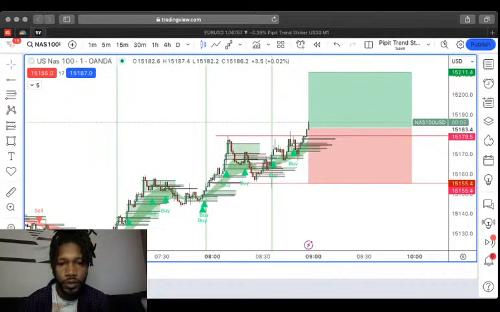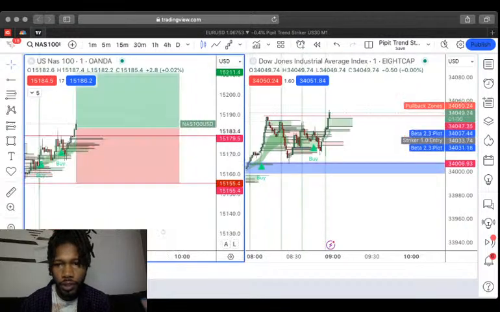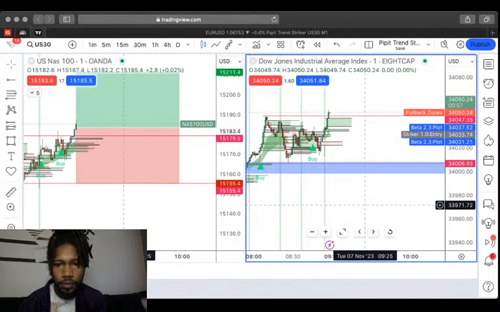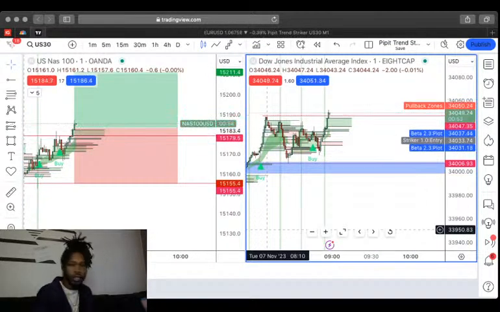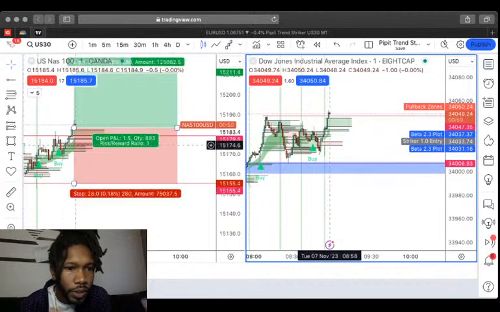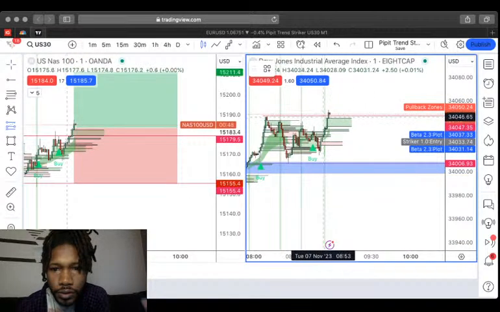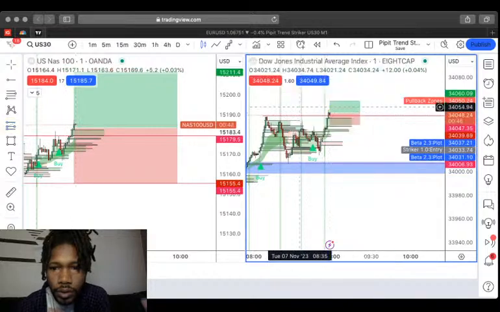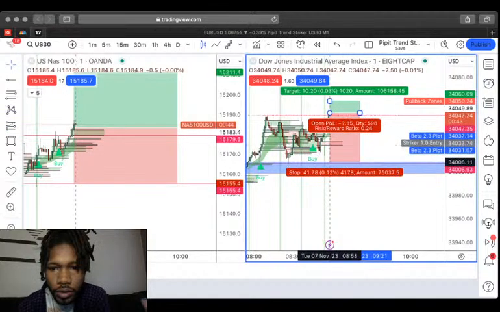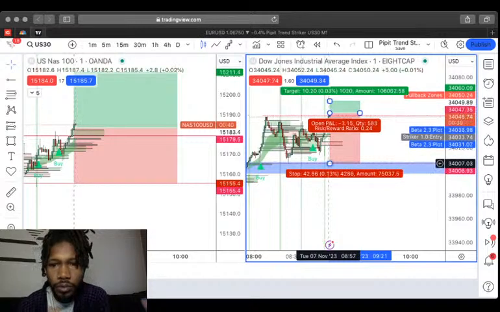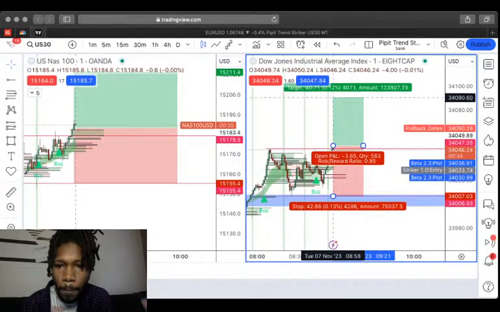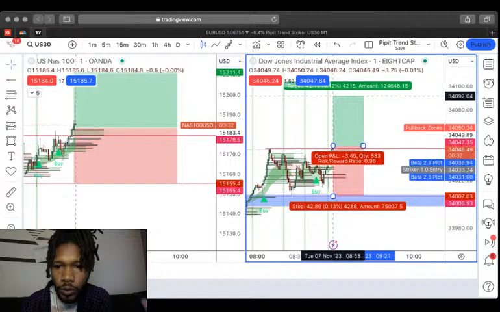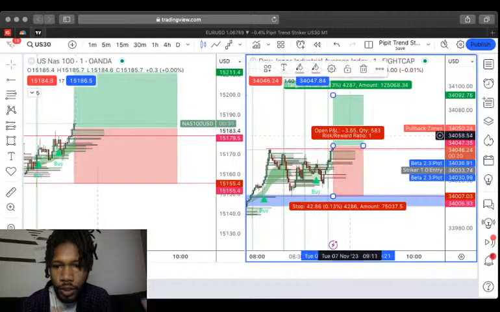Alright, let's go over to US 30. US 30 looks like it's breaking above. It just broke above. So US 30, I'm going to hop in on that. We just hopped in on US 30 to the upside. Let's see how the market wants to behave today. So it's like 42 points. So that's a 0.25% risk. I'm going 1-to-1. Boom. That's how we're going to play that.